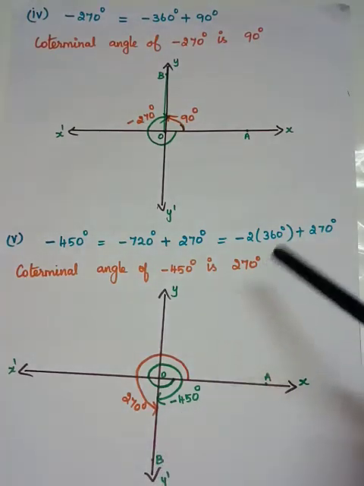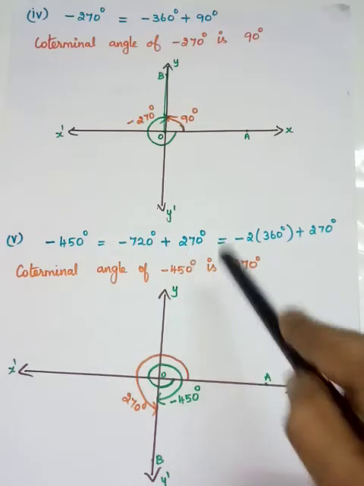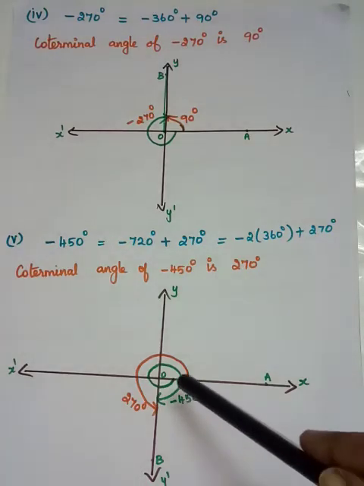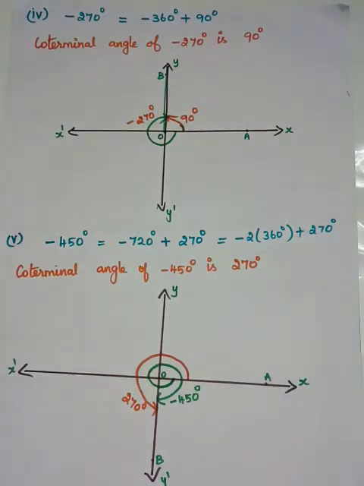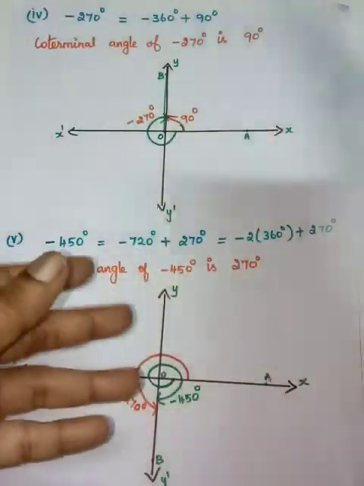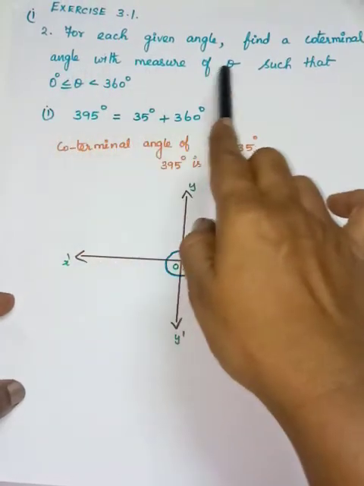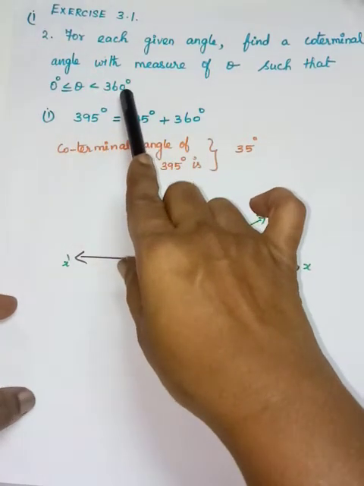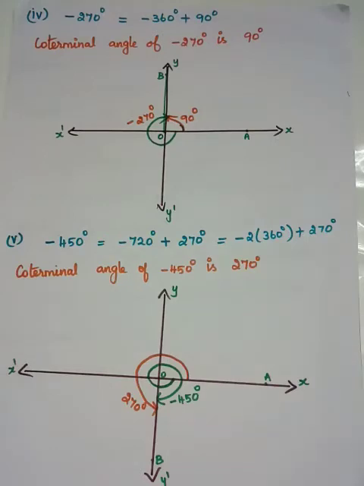Okay, so see now, here I have written minus 720 degree plus 270 degree. In this diagram I have marked it as minus 360 degree minus 90 degree. That also you can write, but in your question, how the angle should be, see that question: the coterminal angle with the measure theta such that 0 degree less than or equal to theta less than 360 degree. So 0 to 360 degree, positive angle only is asked.